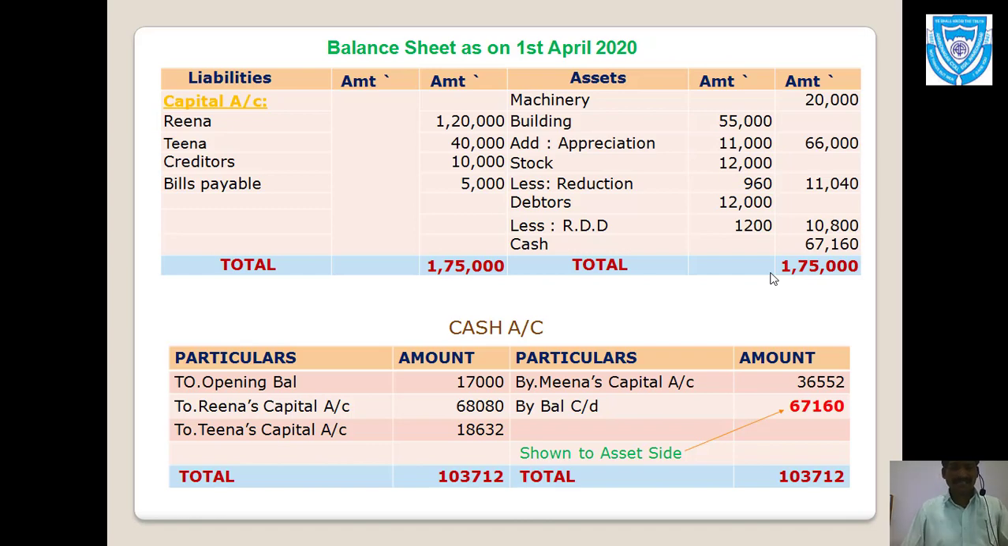Balance sheet. And finally we have to make a total of liabilities and assets, because liabilities must be equal to assets. So we take liability side 1,75,000 and asset side also 1,75,000. That means our balance sheet is tallied and we can conclude that our accounts are correct.